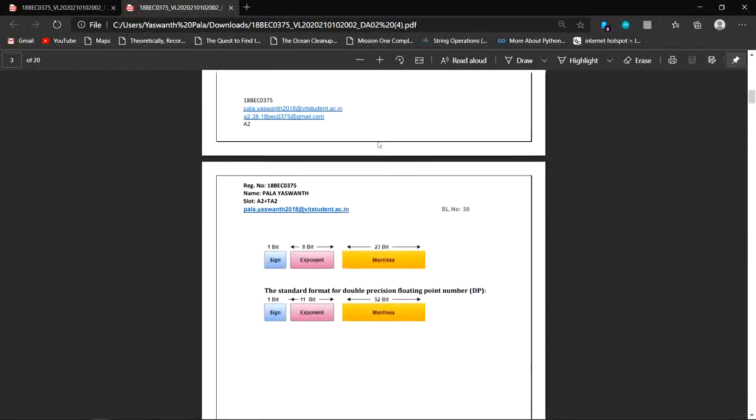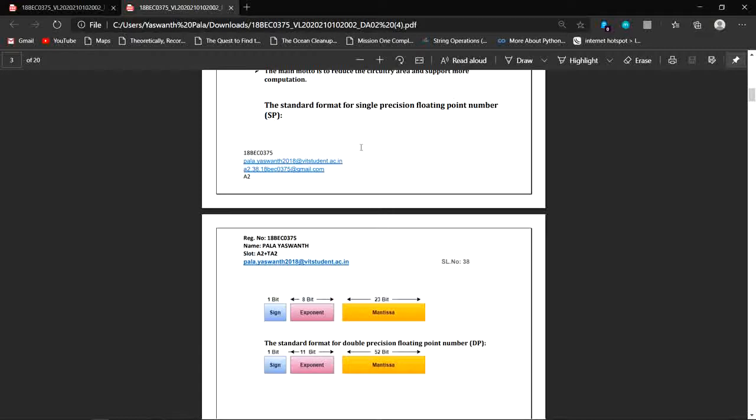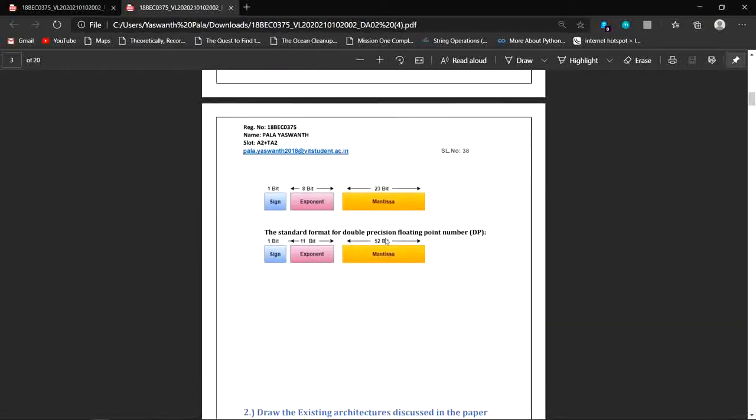The standard format for single precision floating point is given here in the form of a small block diagram, and the standard format of the double precision floating point number is also given as a small block diagram. I collected these from the journal, and I drew the diagrams through draw.io, an online website which allows us to draw flowcharts easily.